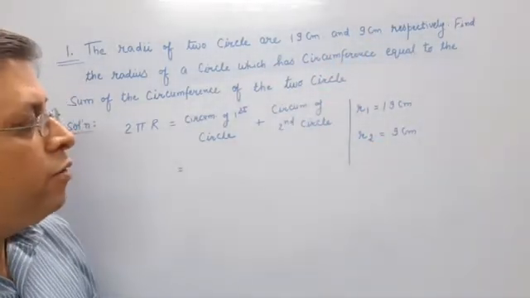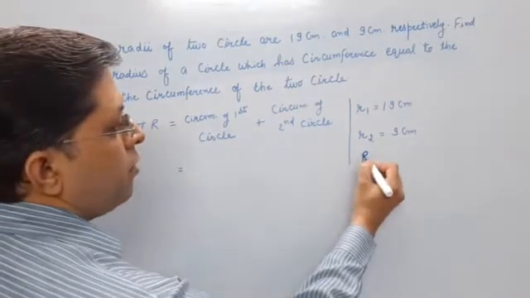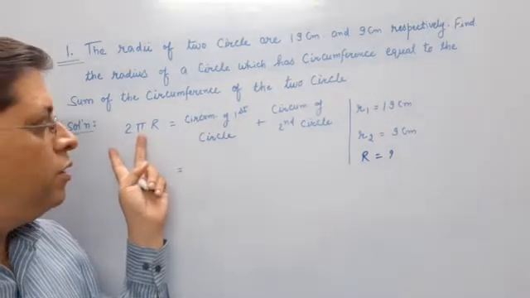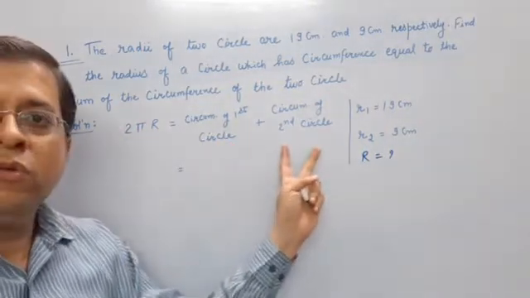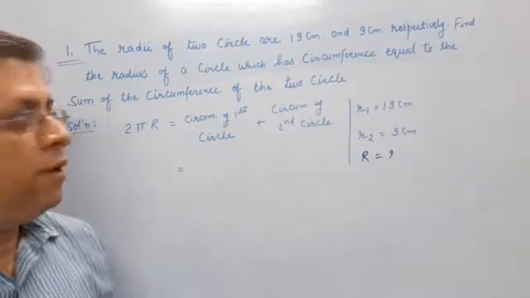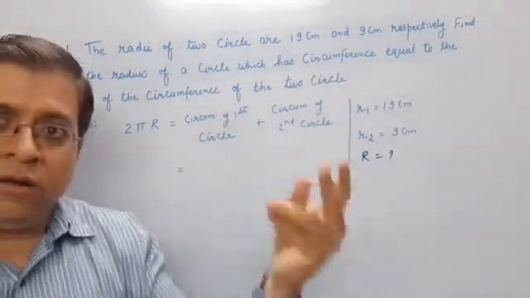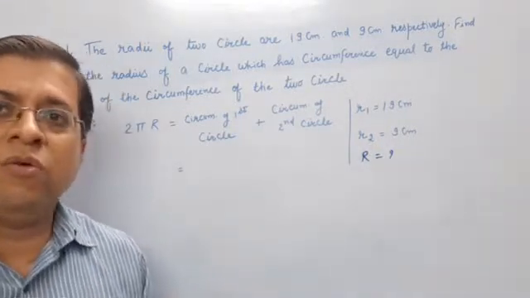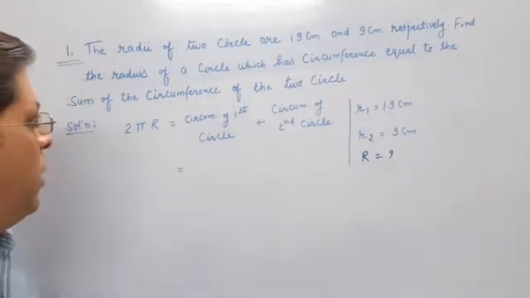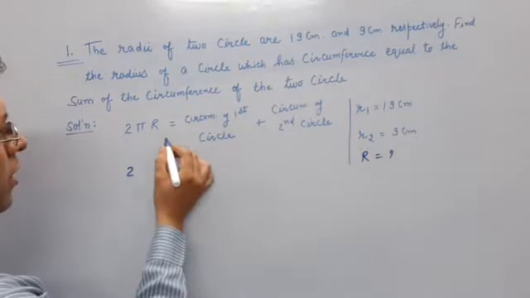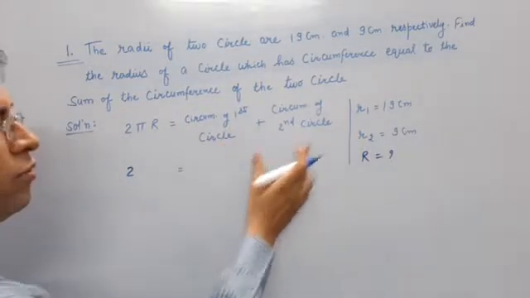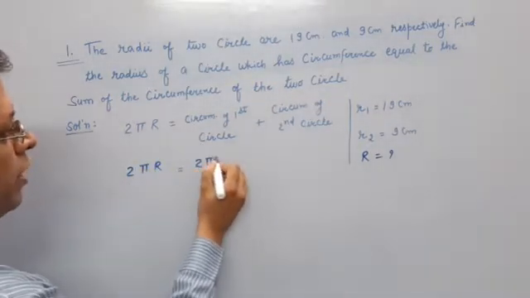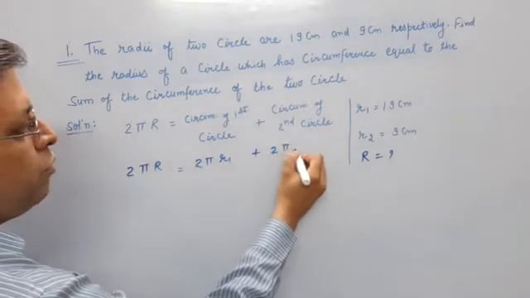What you have to find? One radius you have to find, and what condition is given to you? The circumference of that circle is equal to the sum of the circumferences of the given two circles. Okay, this is the condition. Let the new circle's radius be capital R. So 2 pi R, which equals the circumference of the first plus the circumference of the second, 2 pi R1 plus 2 pi R2.